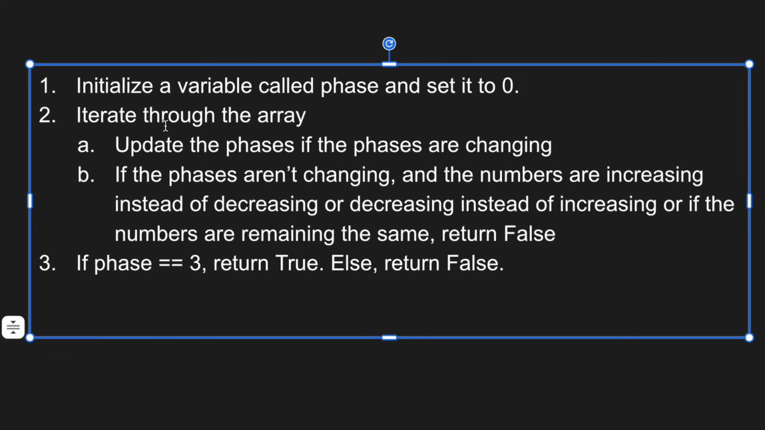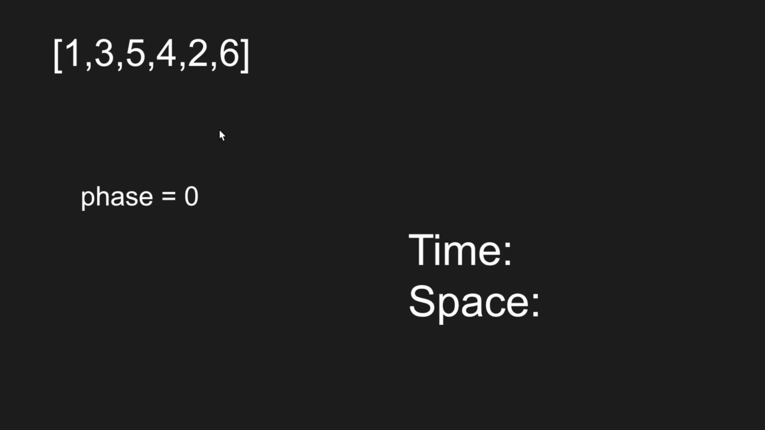then we return false. Now, if we have made it to the end of the array, we want to check if phase is equal to 3. If that is the case, that means we have gone through all three phases, so we return true. Otherwise, we return false.